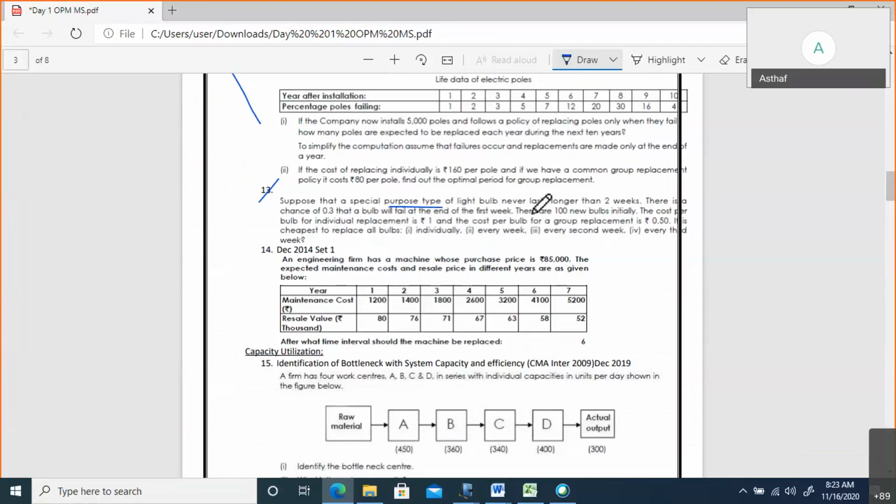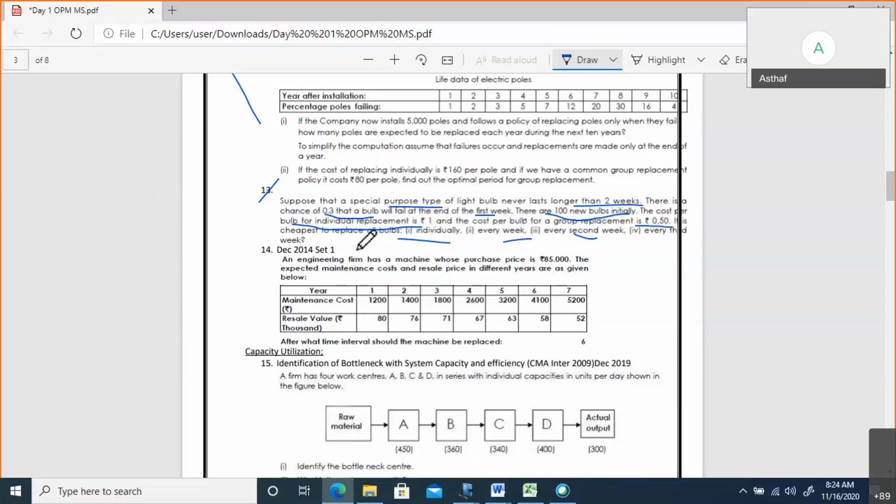A special purpose type of bulb never lasts longer than 2 weeks. That means the maximum life is what? 2 weeks. It never lasts longer than 2 weeks. There is a chance that 0.3 of bulbs will fail at the end of the first week. So first week the chance is 0.3. There are 100 new bulbs initially. The cost per bulb for individual replacement will be 1 rupee, and for group replacement 0.5, whether it is every week, every second week, or every third week.